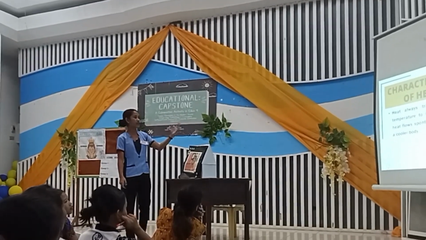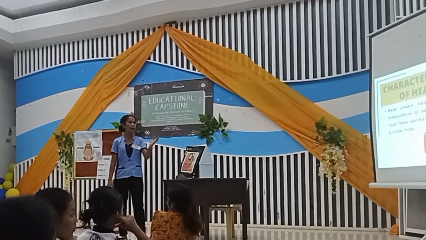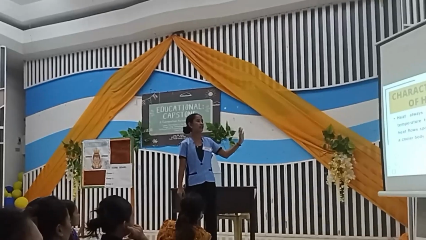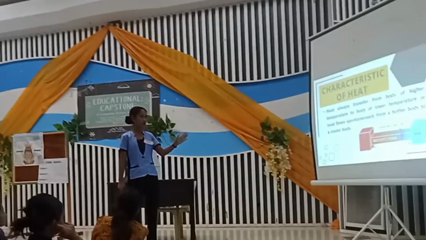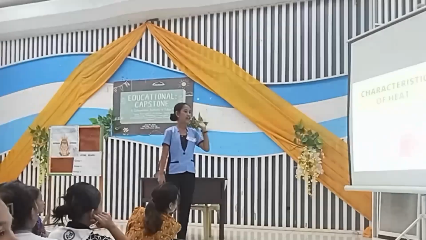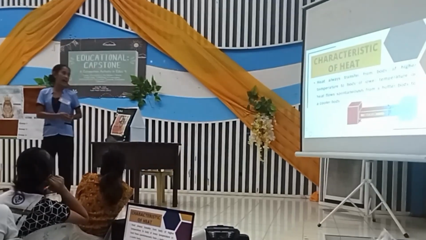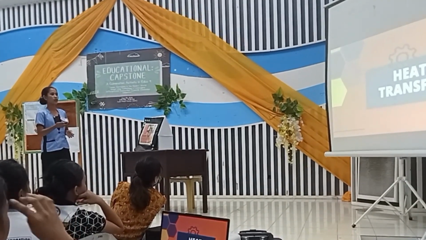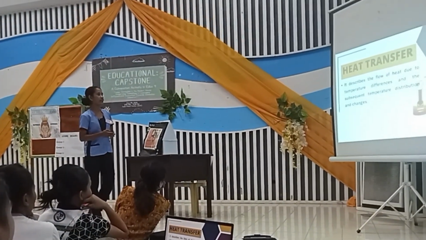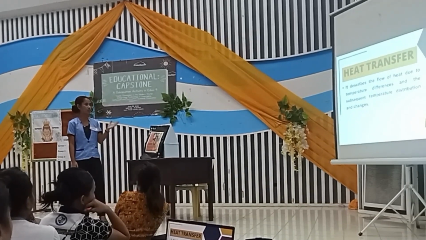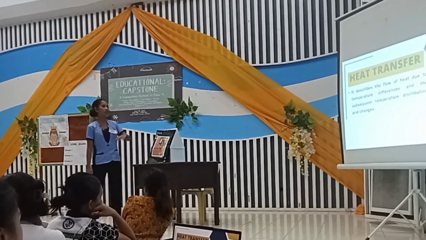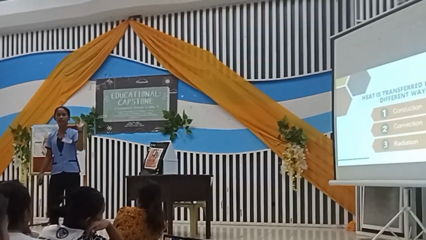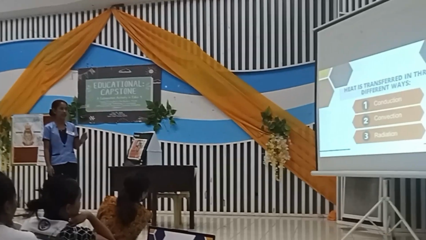So heat is always transferred from body of higher temperature to body of lower temperature. As you can see in the illustration, the hot object will flow to the colder one in order for it to have thermal equilibrium. Now, heat transfer describes the flow of heat due to temperature difference and the subsequent temperature distribution and change. So we have three methods or three different ways of heat transfer.